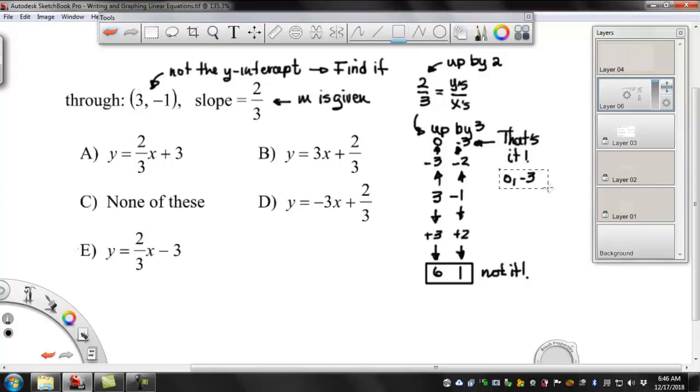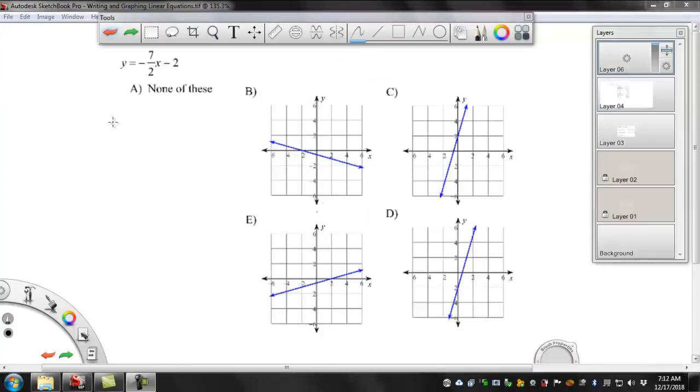Now once we find that, we can go ahead and pick out the right equation. So y equals, the slope is 2/3. And remember that our equation has to fit the slope-intercept form. We have 2/3 times x, and the b is a -3. If we go ahead and look at that, we can see that that is choice E.